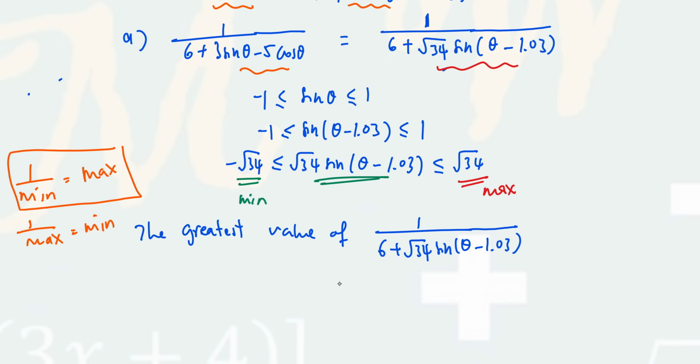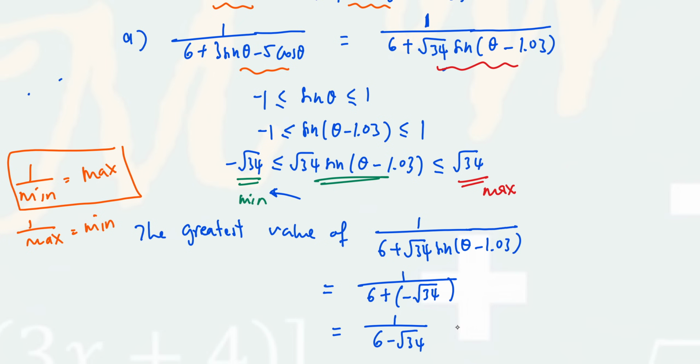So now, this is going to be 1 over 6 plus. My denominator must be the minimum value. Since the 6 plus is a fixed number, a constant, then the minimum value will be from the square root 34 sine theta minus 1.03. By looking at the previous part, the minimum is negative square root 34. So I will write here negative square root 34. Then from here, you can just rationalize it.